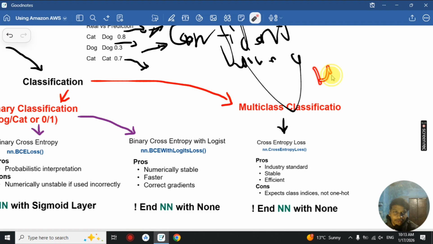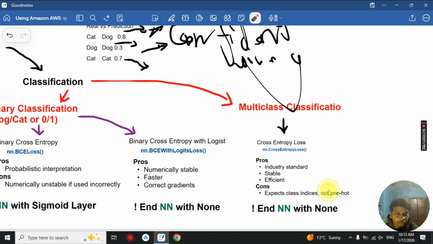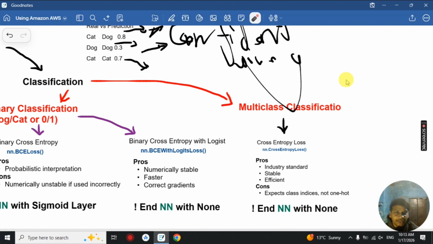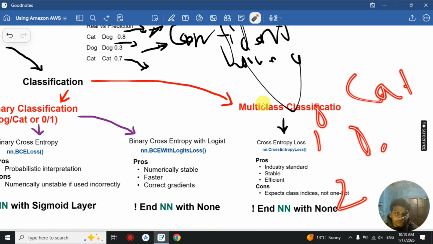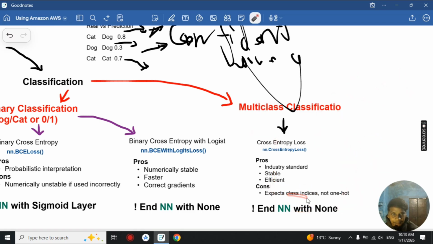So here the dog, cat, or cow will be sent as 0, 1, 2 as indices here, not one hot encoding. Like you can just number it anything. Like here if the cat, dog and cow is 0, 1, 2, you can number it like 2, 1, 0. Here basically the class indices matter.